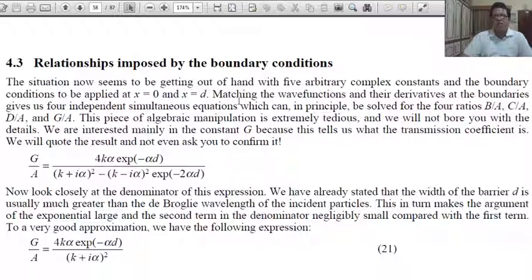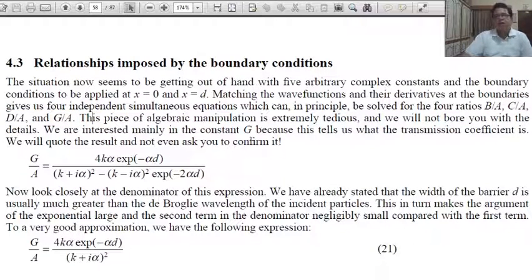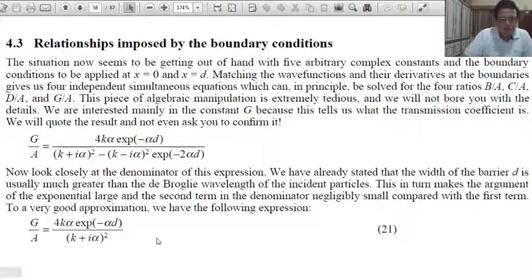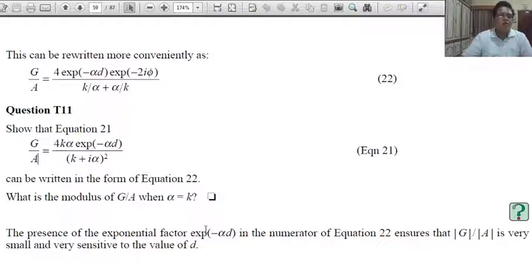Coefficients A, B, C, D and G. So you can solve for four ratios, B by A, C by A, D by A and G by A. You can easily do it, and after that you can get G by A. In simplification you can write G by A, and more conveniently G by A is written like this. There is a small question, you can do it easily.